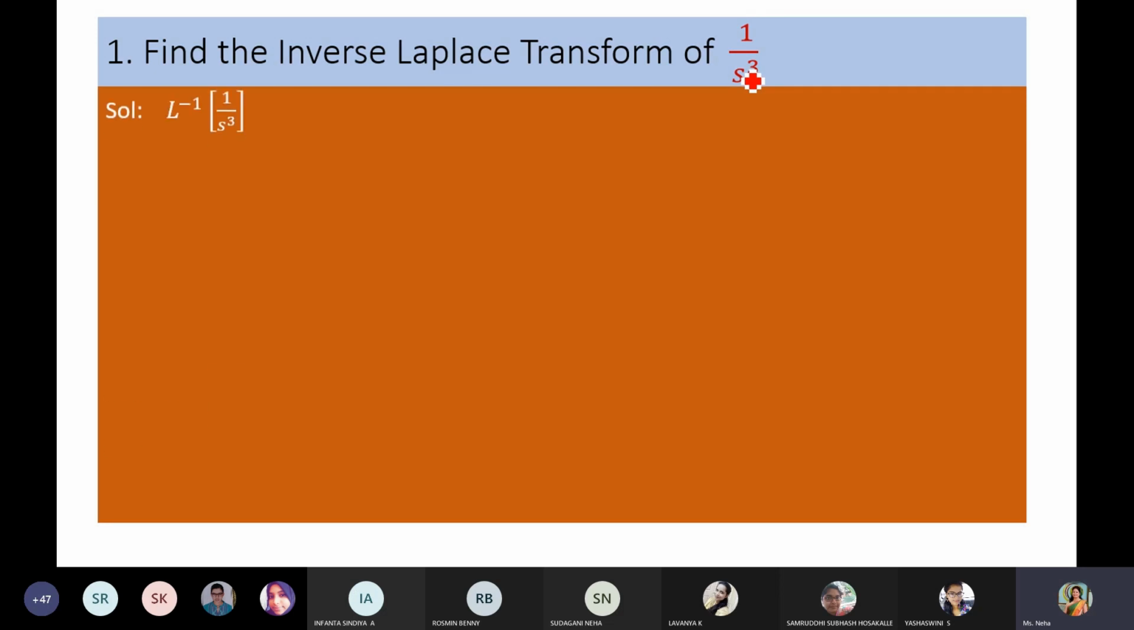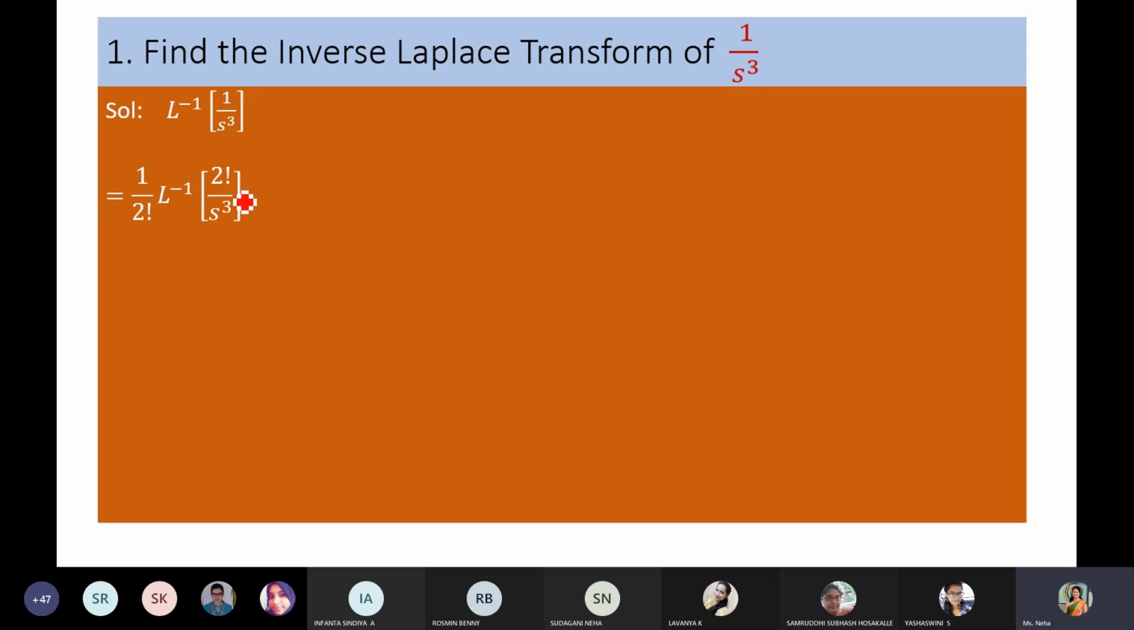I'll show you how it goes. We have to find the Laplace inverse of 1 by s cube. Since in the denominator we have s cube, it will be the Laplace transformation of t square. In order to make it t square, we will multiply and divide by 2 factorial.